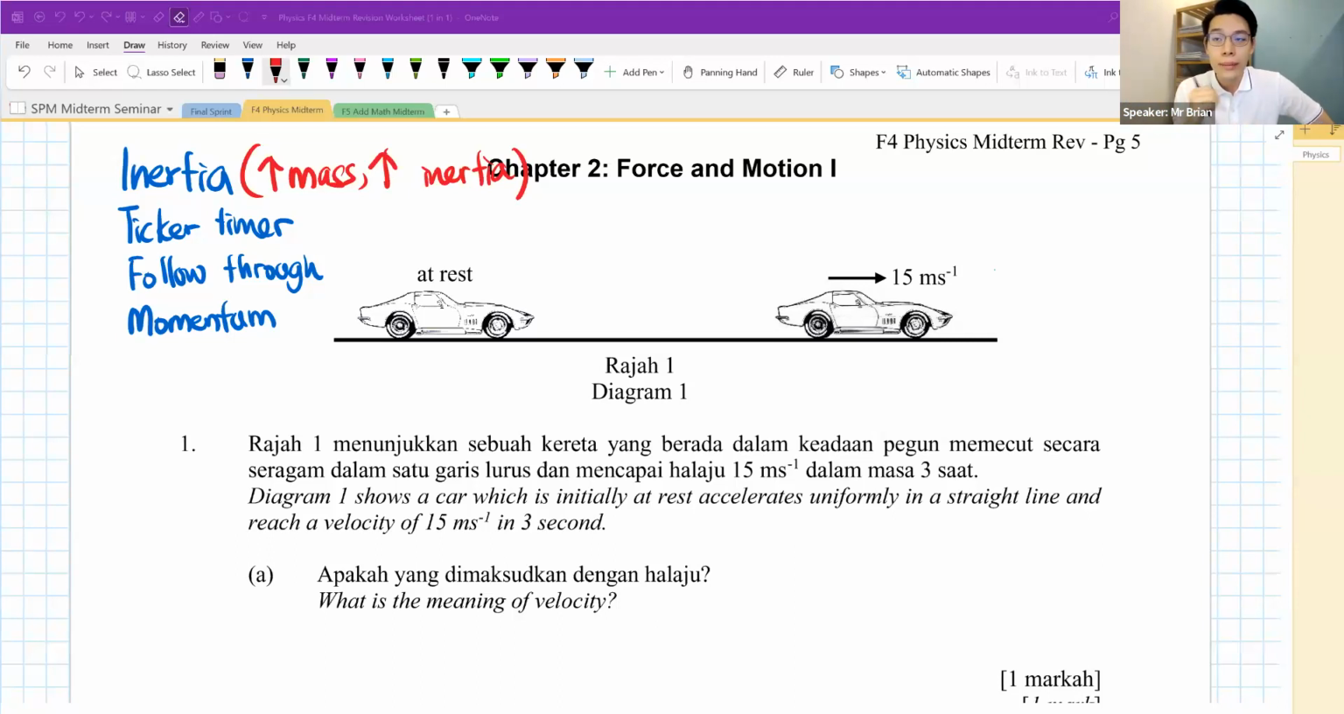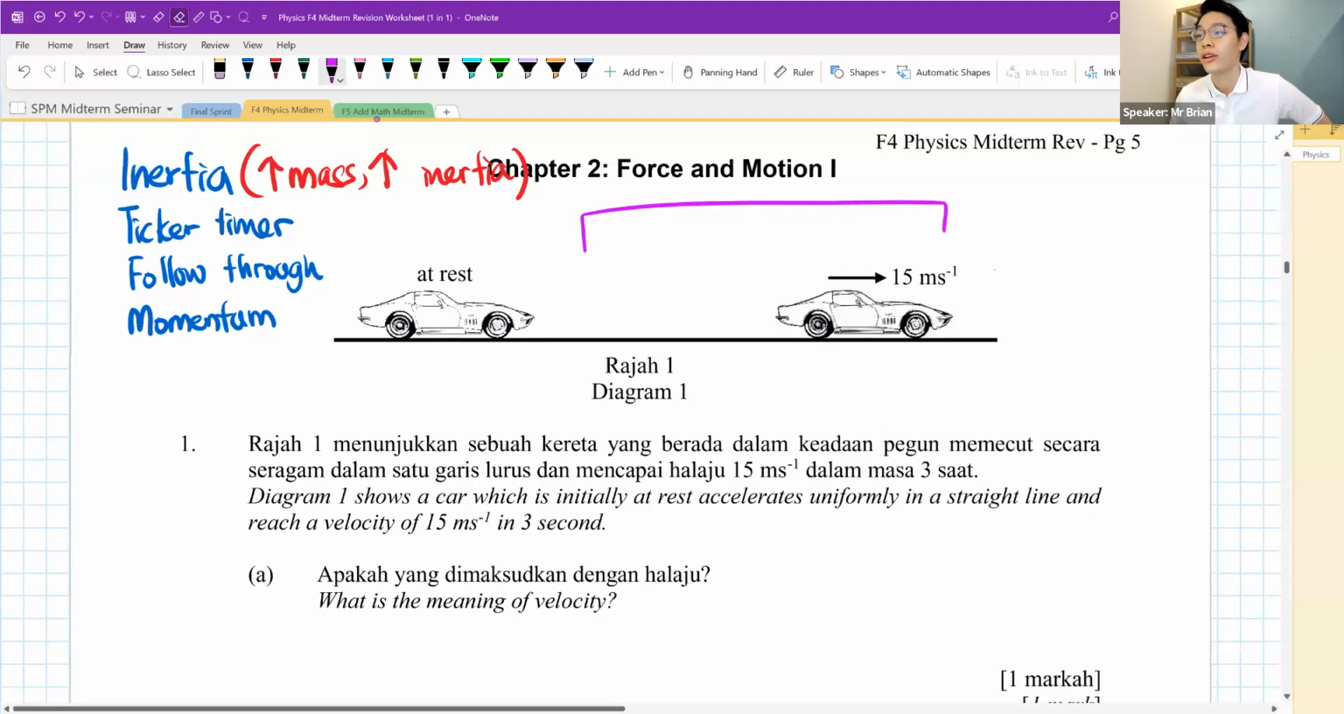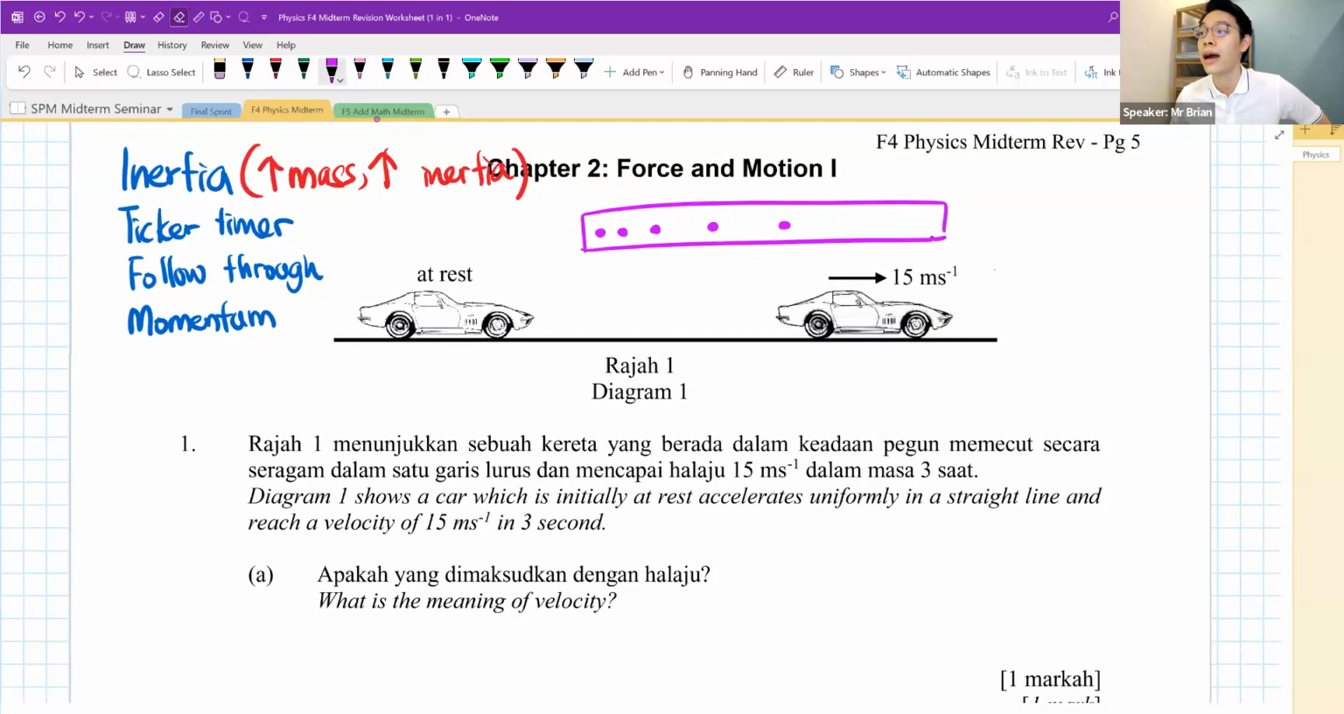But when we talk about the ticker timer, later we will do some questions and you will see, it's all about looking at the gaps. Do you all know this or not? It's all about looking at the gaps. If the gaps are getting further and further apart, it means that it is faster. So bigger gap means faster. And I want to talk about one more.